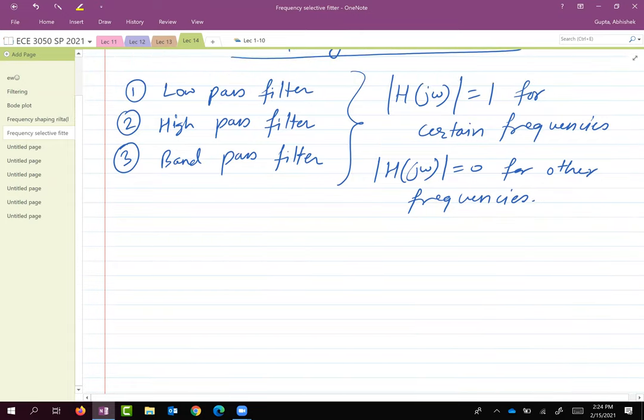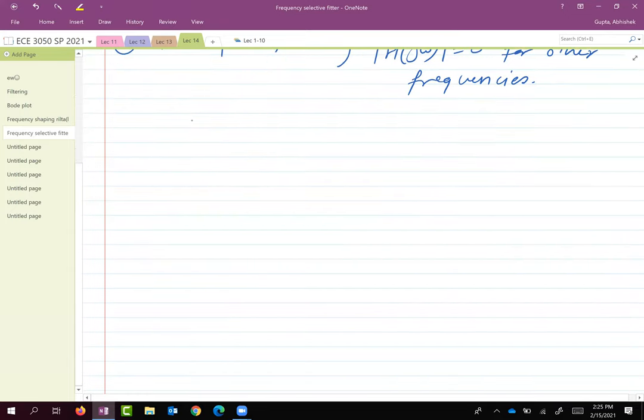Okay, so the fact that your H of j omega is equal to one for certain frequencies means that you are passing those frequencies. So a low pass filter passes low frequency signals, a high pass filter passes high frequency signals, and a band pass filter passes an interval of frequencies and doesn't pass other frequencies. So let me draw the ideal H of j omega for frequency selective filters.